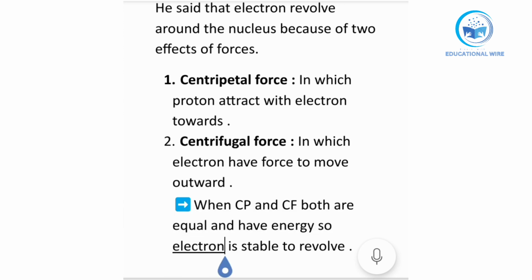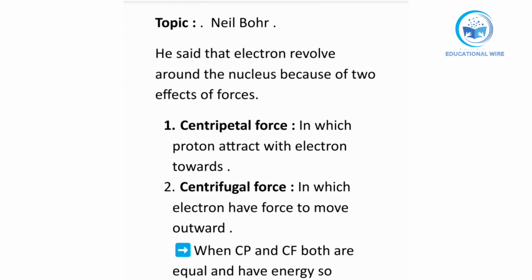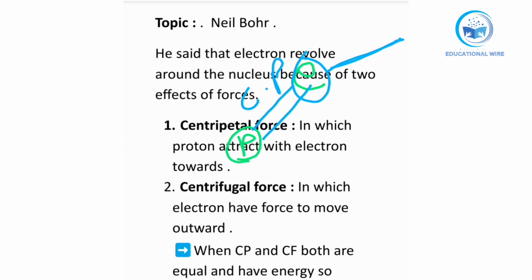Now we will make a diagram of this, to show how it's stable. So let's make a diagram. Okay, so let's see here, this is a proton. And this is an electron. In this pair, it has centripetal force attracting them to each other, but it also has centrifugal force to move outward. Okay, the electron is free, so it also has the ability to move outside.